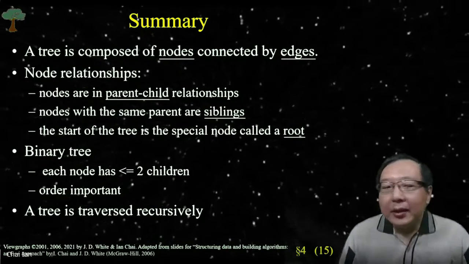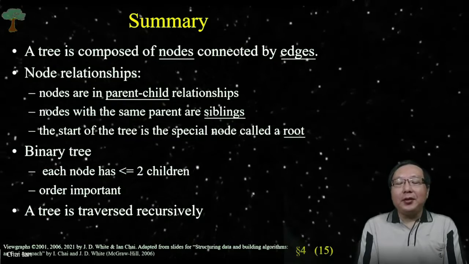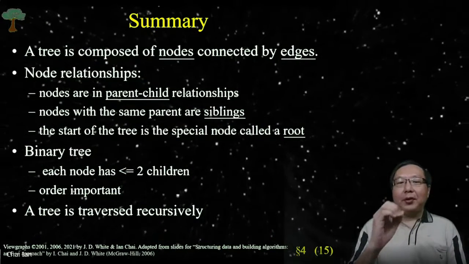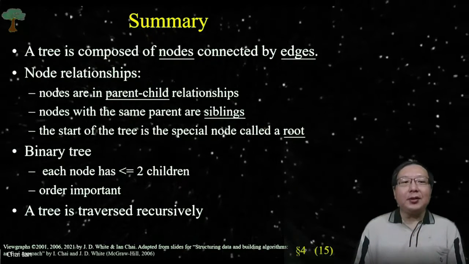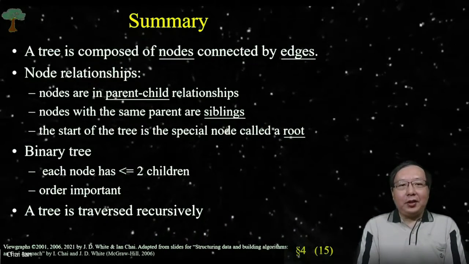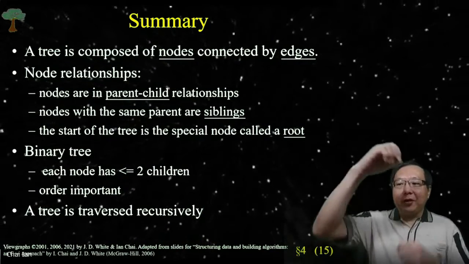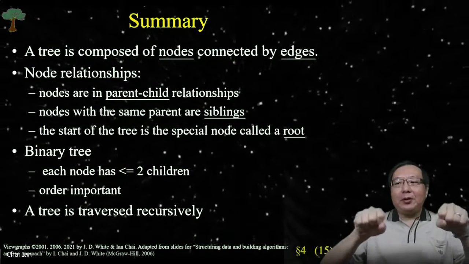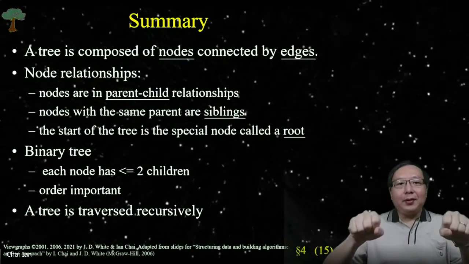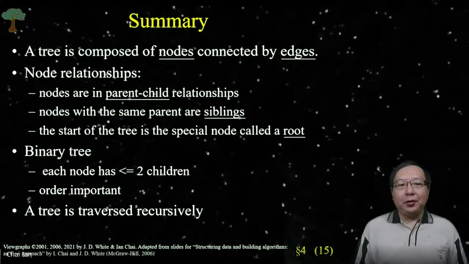So, in summary, a tree is composed of nodes that are connected by edges. Each of those round things I drew last time was a node, and each of those lines was an edge. And the nodes have relationships. They are parent-child relationships, where the one on top is the parent and the one below is the child. And then there are the siblings, which are the ones on the same level. And the start of the tree we call the root node.